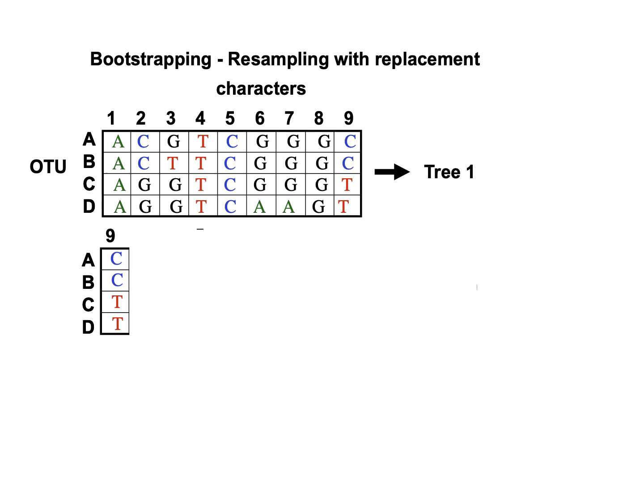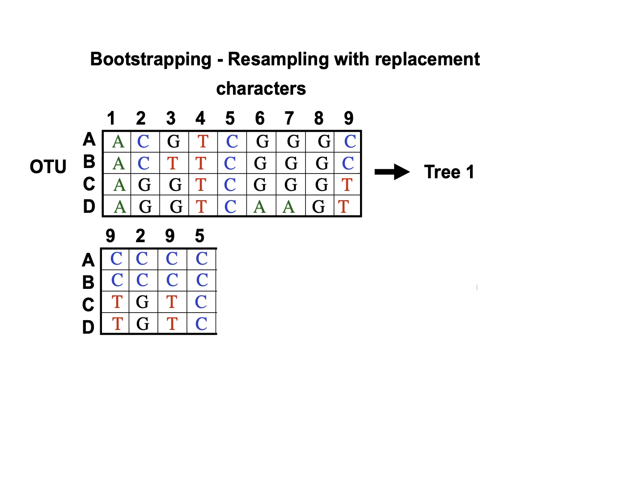So it might take character 9 first and put that in this position of the matrix. And then it'll go back and randomly take another character, in this case character 2, and place that in the matrix. And then it'll go back and select randomly another character. In this case, it's number 9 again. And that's where this replacement comes in. So even though it's selected 9 once, it can select 9 again because it's replaced it in that original matrix.